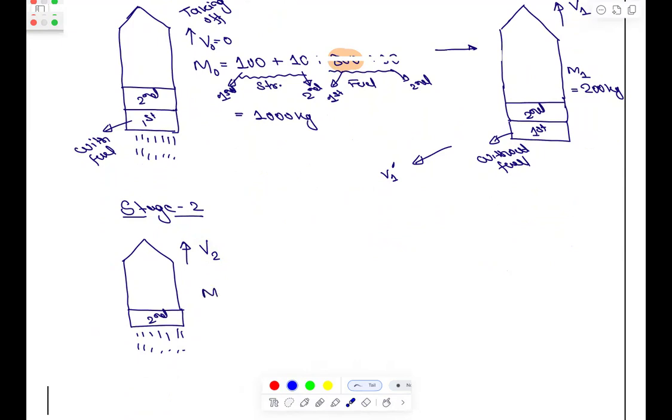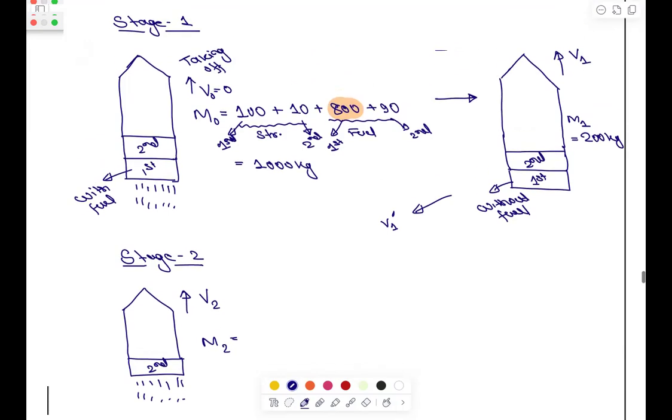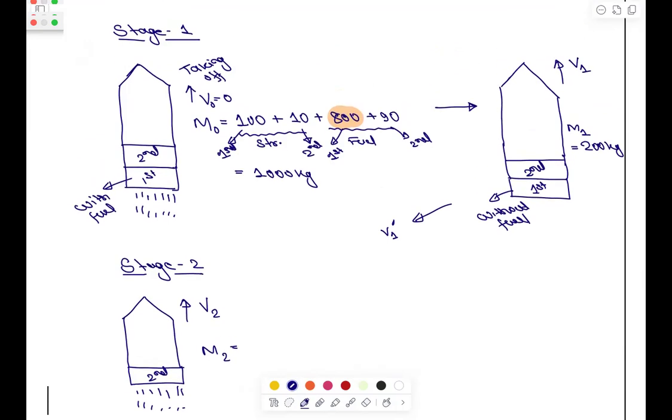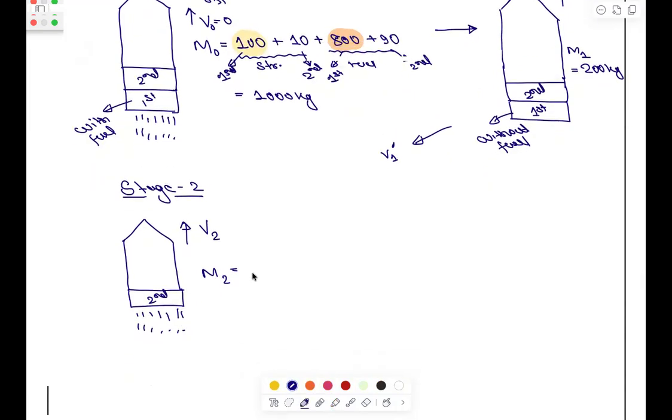So what I can write here, I can write here mass as m2. Now what will be the mass here? So it will have, get rid of this structure. ये जो स्ट्रक्चर है, ये पहला वाला स्ट्रक्चर हट गया है. So it will have only 100 kg. Let's say इसको m1 dash कर लेते हैं, बेटर है.